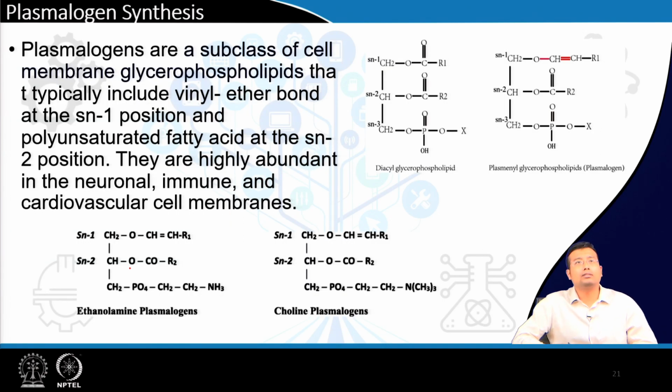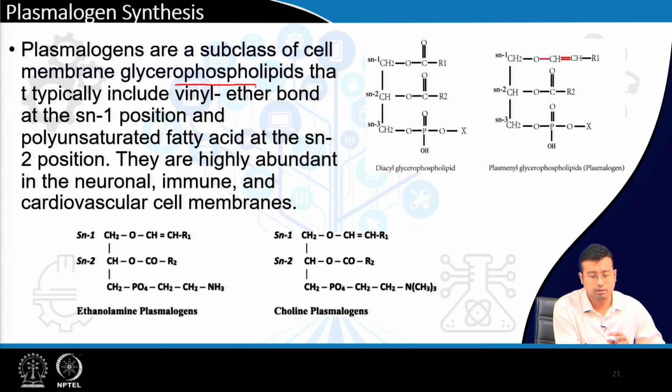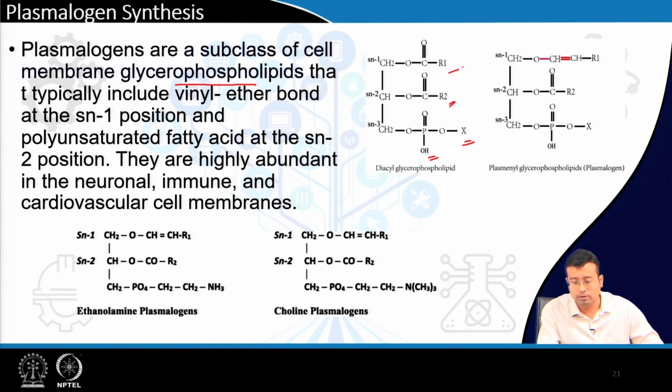Next, we will discuss plasmalogen. This is a complex structure, right. This might appear to be very intimidating, but we will dissect the whole thing very slowly. So, plasmalogens are a subclass of membrane glycerophospholipids. Basically the structure is the same, it is a phospholipid where there will be a head group, there will be a phosphate group, there will be two acyl groups, but these acyl groups vary in character, right.